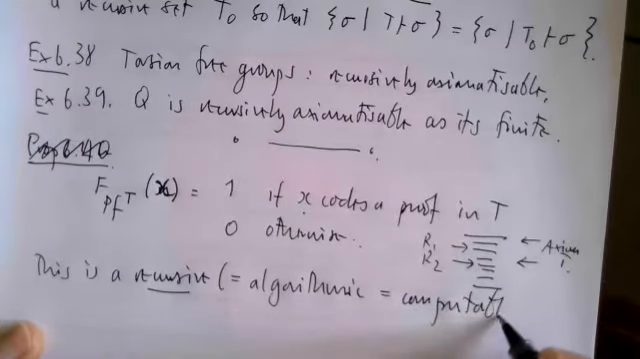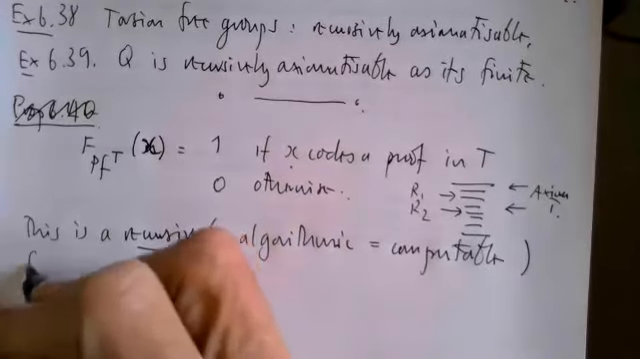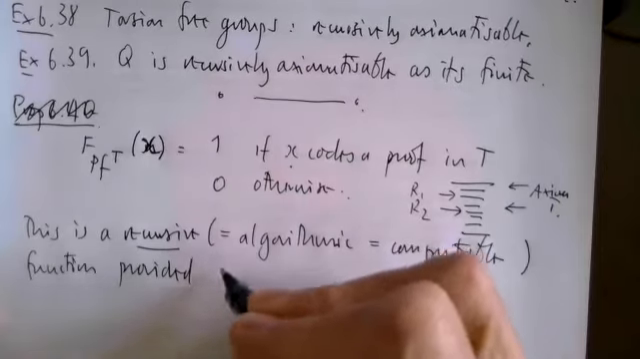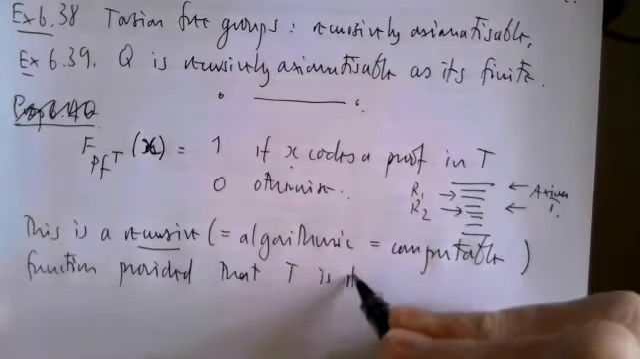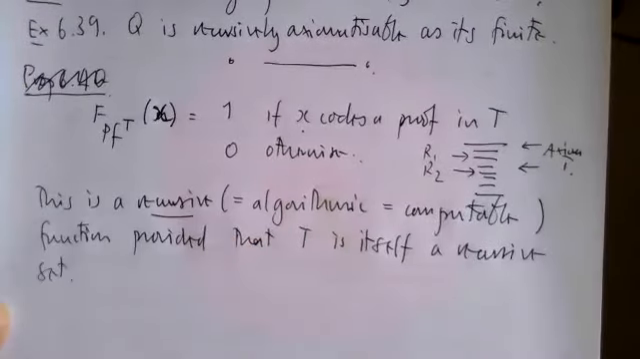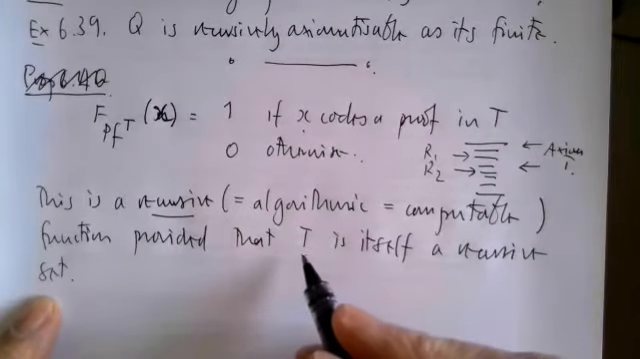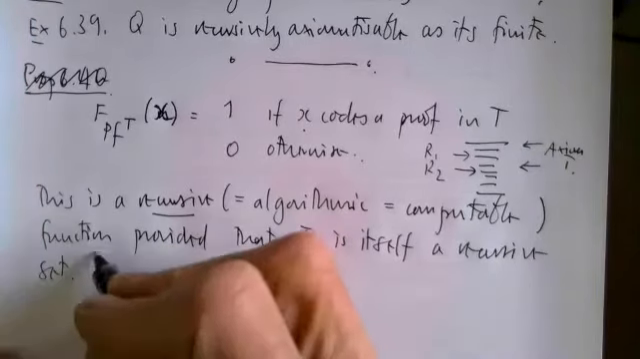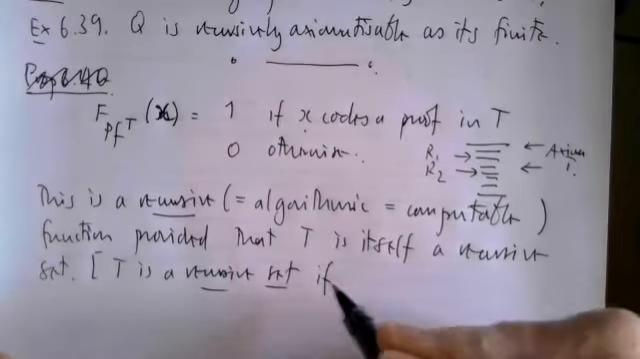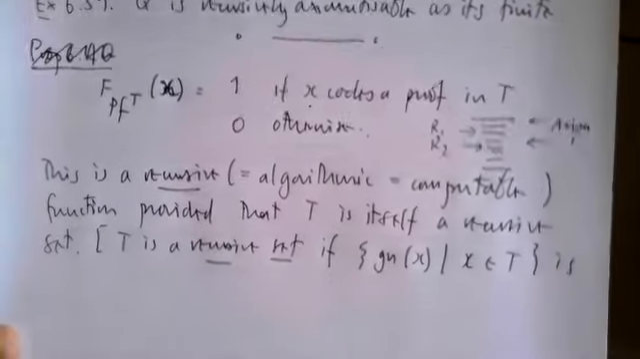So again, my slogan is that I'm using recursive to mean the same as algorithmic or computable. So this is a recursive function, provided that T is itself a recursive set. In other words, being a recursive set means that its characteristic function for the code numbers of things in T is a recursive function. So the set of Gödel numbers for x in T is recursive.